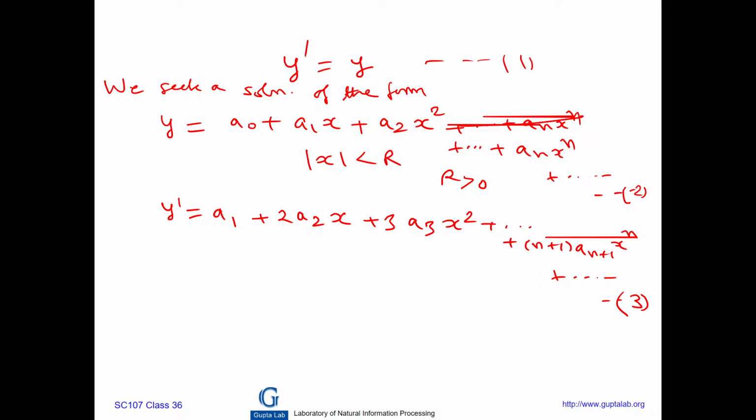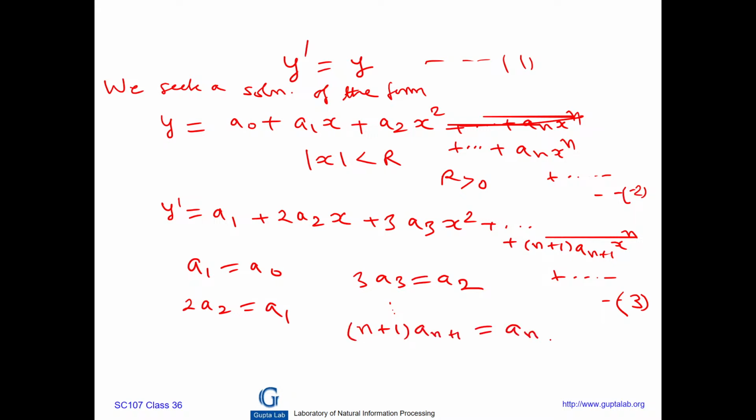So essentially what we are getting: a1 is equal to a naught, 2a2 is equal to a1, 3a3 is equal to a2, and so on, (n plus 1) a_(n+1) is equal to a_n. I can compare because y dash is equal to y, it is given. So these two power series I can compare, and the coefficients should be same.